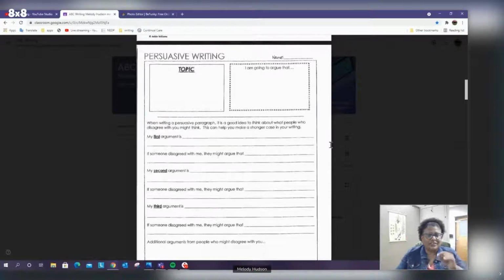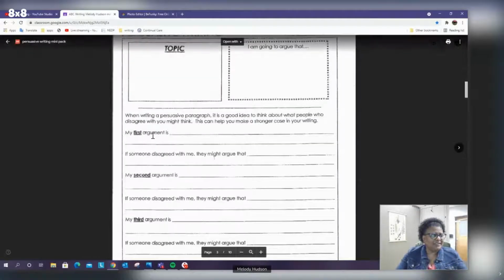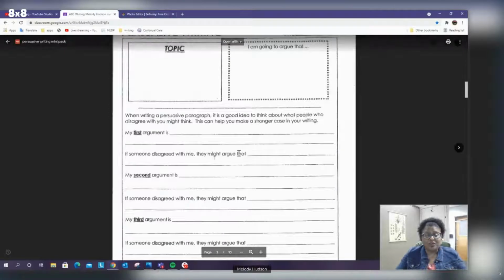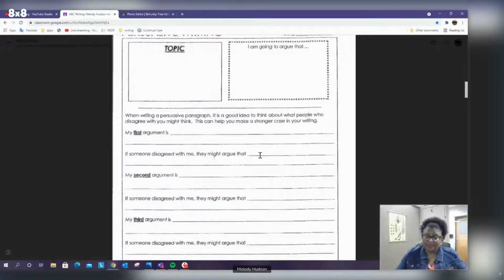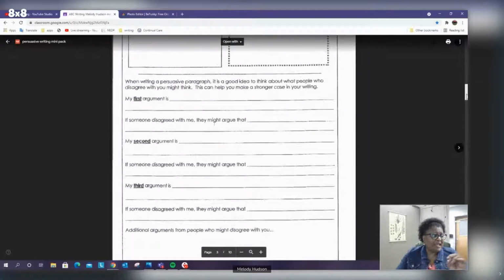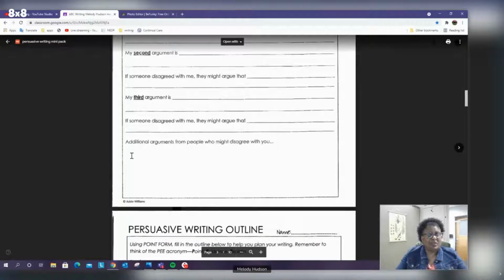So here's my first argument. This is what it would look like. This is my first argument, whatever it is. And then if someone disagreed with me, this is what they might say. This is my second argument. If someone disagreed with that point, this is what they would argue. And third, any additional arguments from people who might disagree with you just make your case stronger, because you have considered the counter arguments.